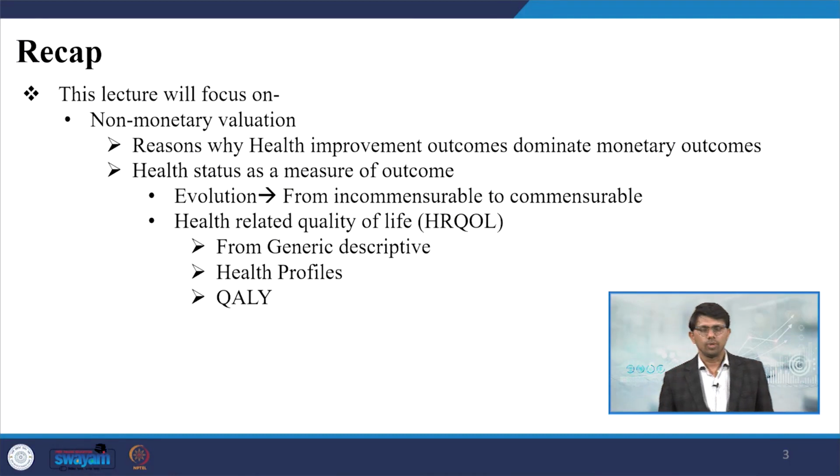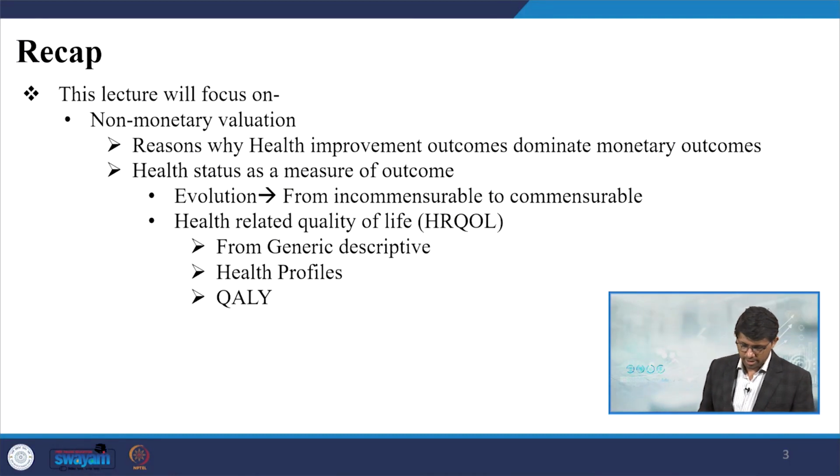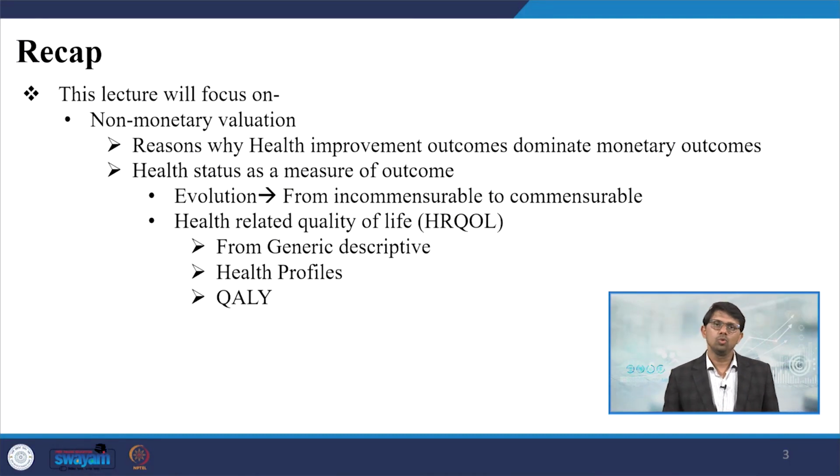We are in continuation to our previous lecture. We discussed non-monetary measures of health. In particular, we discussed the HRQL, that is health related quality of life, and their generic descriptive tools. Then we emphasized the QALY and different health systems, and also we discussed the evolution.